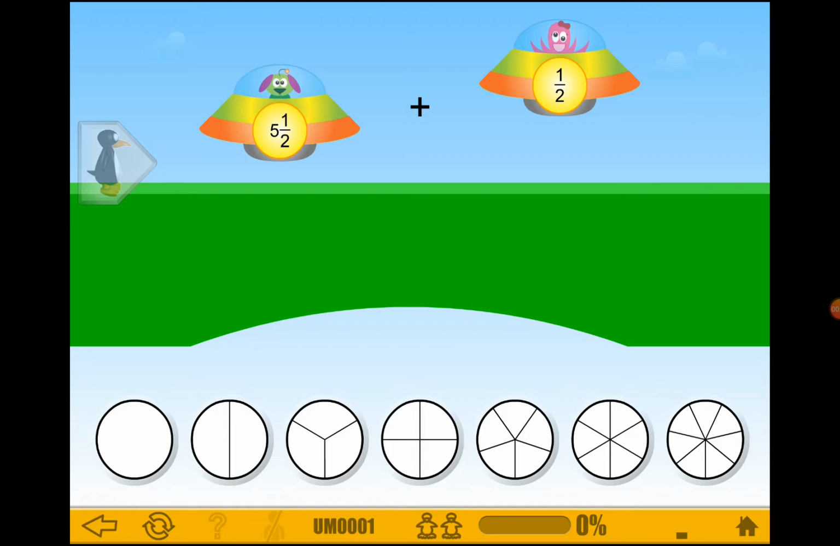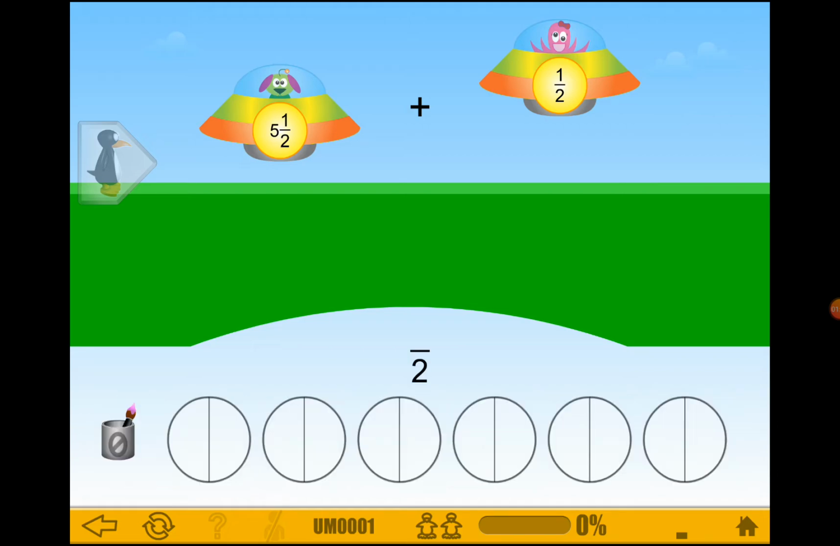Okay, so let's see. Two and one over two plus ten. First, I'm going to change it to two. There we go. Now this one we need to make back into the fraction. So 2 times 10 is 11 over 2. Okay. So 11 over 2 plus 1 over 2 is 12 over 2.